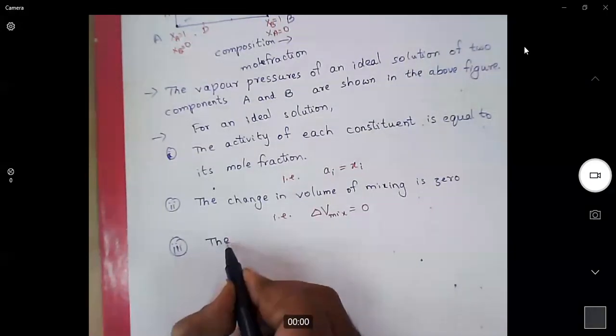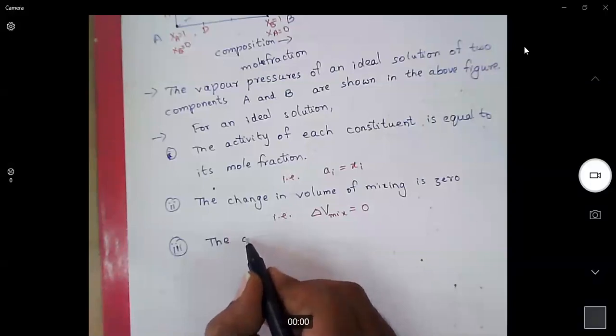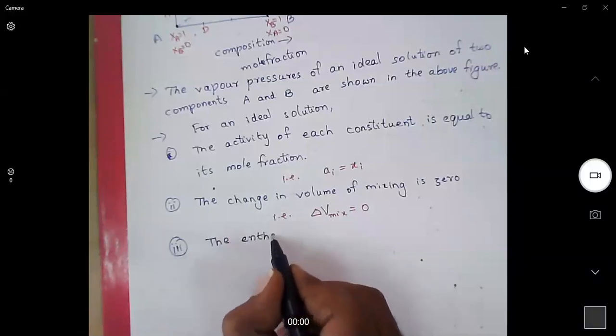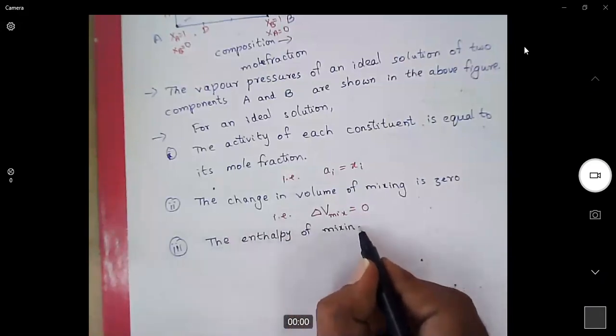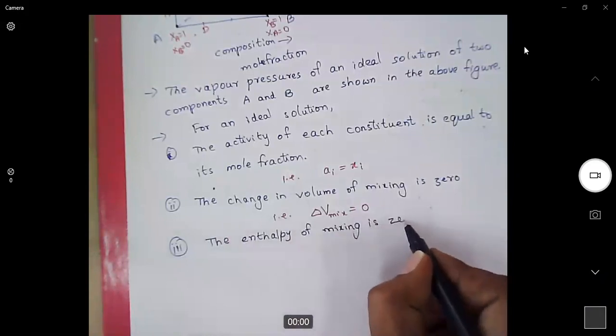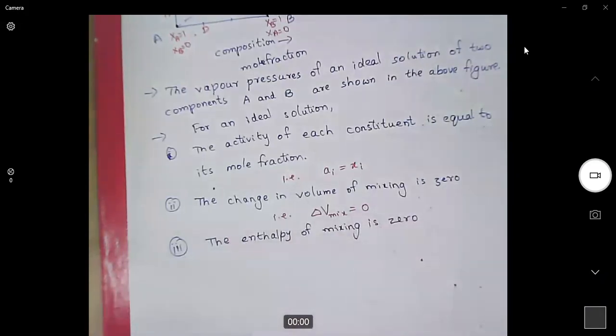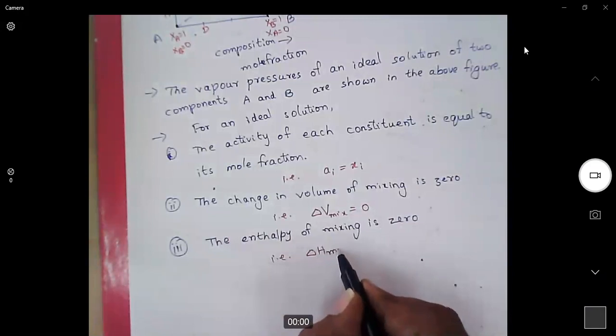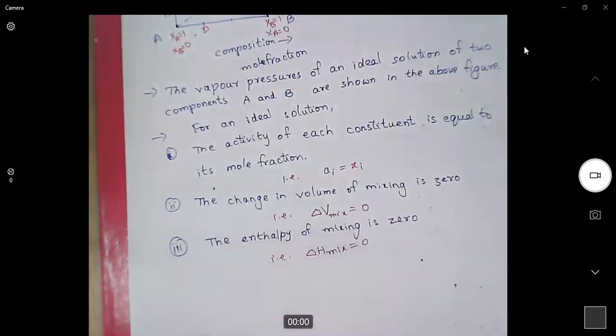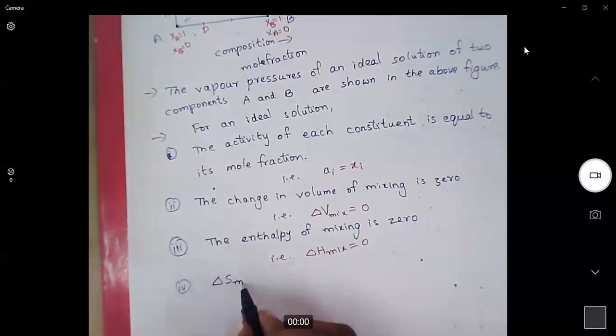Similarly, the change in enthalpy of mixing is 0. The enthalpy of this system will also never change. So the enthalpy of mixing is also 0. Also, delta S mixing, that means the entropy change, is always a positive quantity.